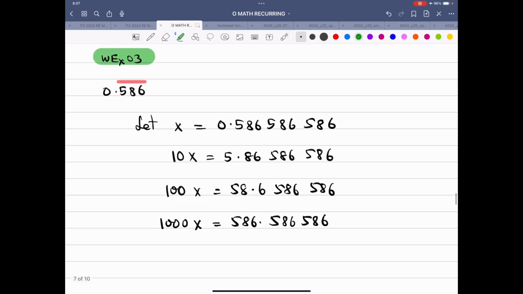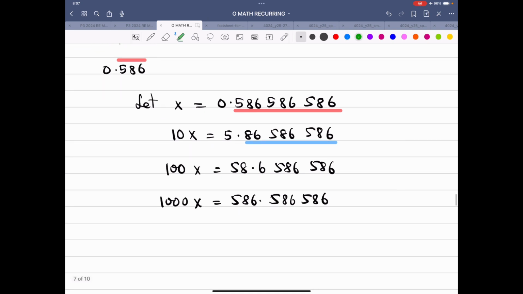Now focus on this. Let me do the highlighting. This is 586, 586, 586. This one is 86 and then 586. This one is 6586. This one is the same as the first one, that is 586. Now you get the idea.